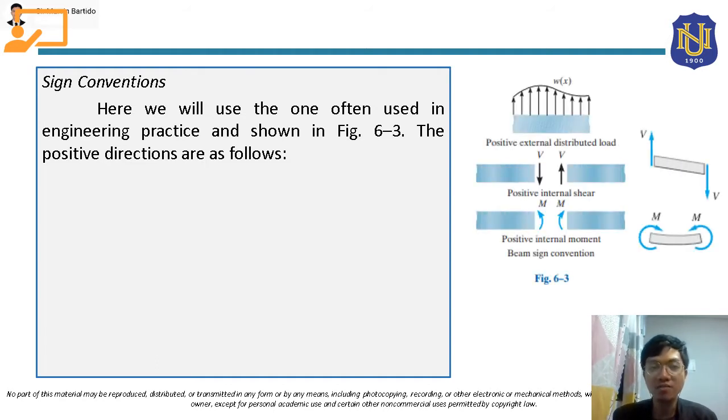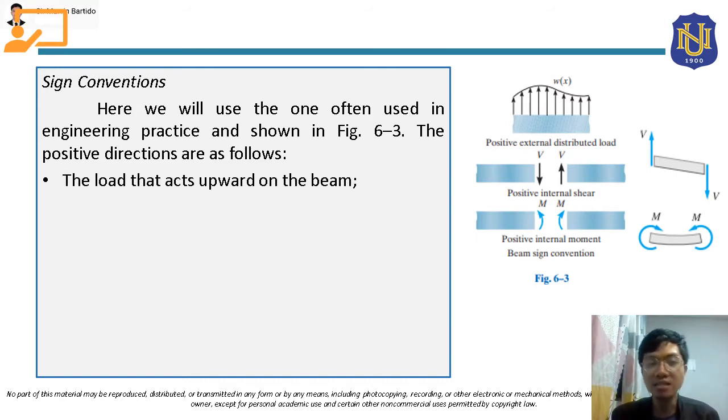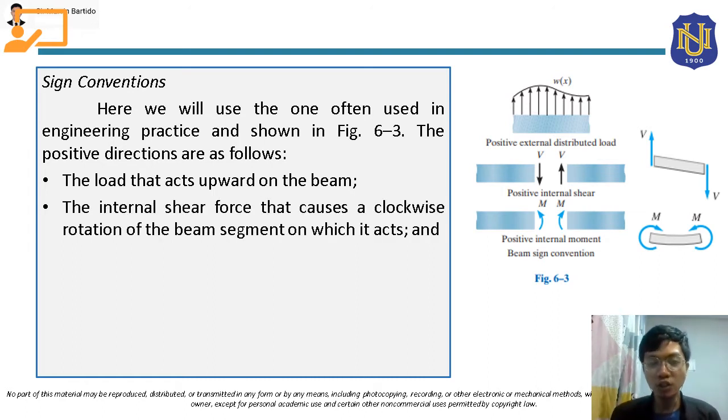Okay, so the positive directions here, class, will be as follows. For loadings that act upward on the beam, they will be assumed as positive. As shown here, these are upward loadings. So this will be assumed as positive. Also, class, for shear force.